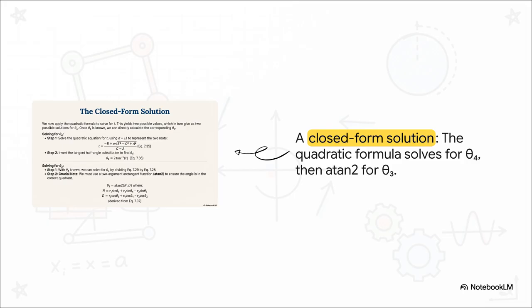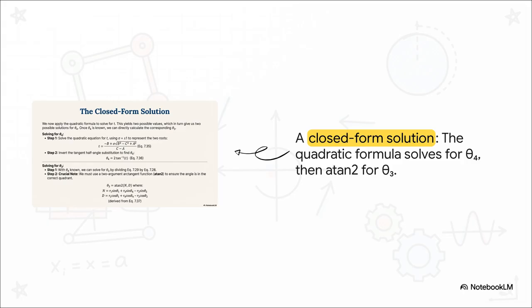And by the way, if that number under the square root ever turns out to be negative, it literally means the links can't connect at that input angle. So, with our value for t, or values I should say, we can find theta 4. Okay, so now that we know theta 4, we can finally go back and hunt down theta 3.